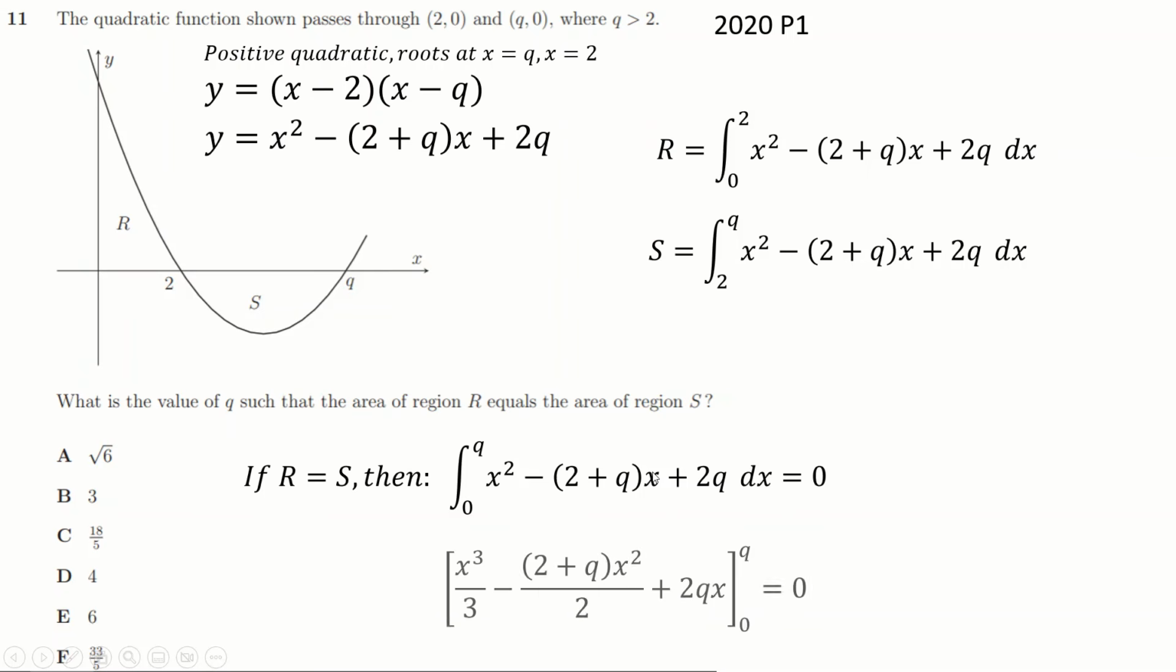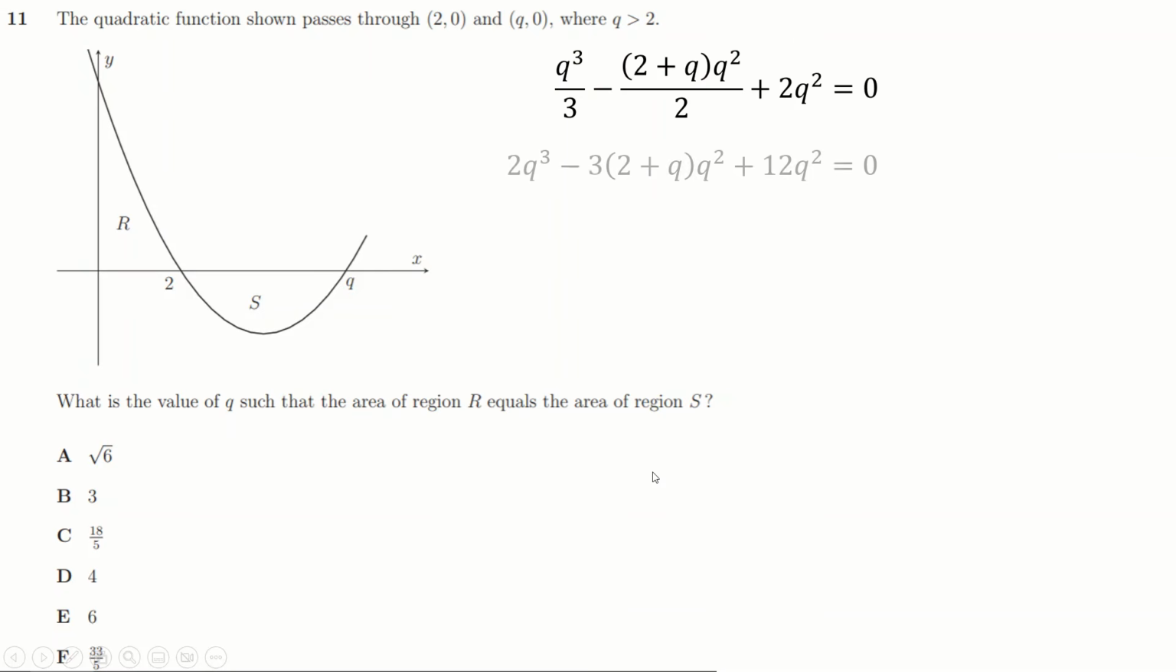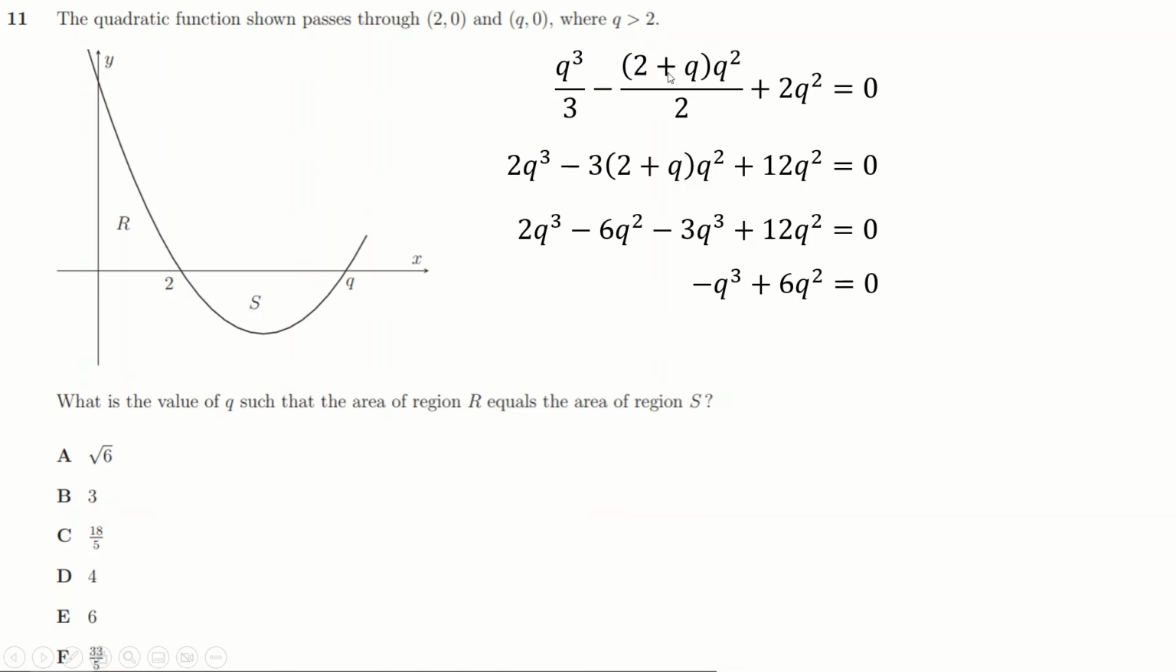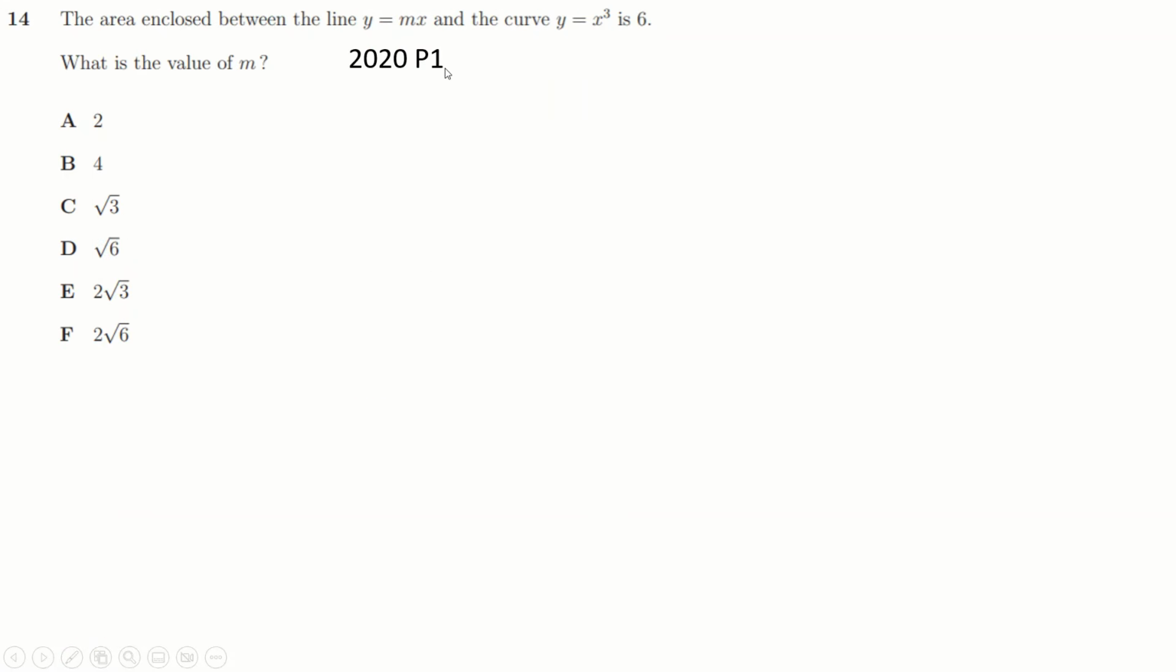I won't go through the algebra particularly deeply here because it's just very straightforward. You know that q isn't 0 because it tells you so, so you can divide by q squared there, and you get the answer very quickly. Good, next question. So question number 14 from 2020, the exam papers are all up here somewhere.